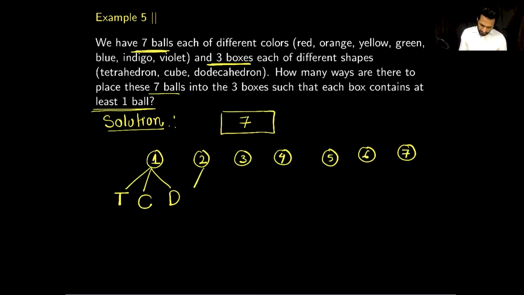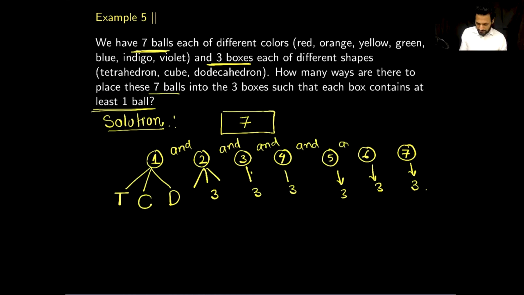Similarly, the second ball will have three possibilities. The third ball will have three possibilities. So each ball I can place in three different ways. Since I have to assign each ball, the conjunction between all these tasks is AND, because I have to assign the first ball, second ball, and so on up to the seventh ball. So the conjunction to perform this event is AND.